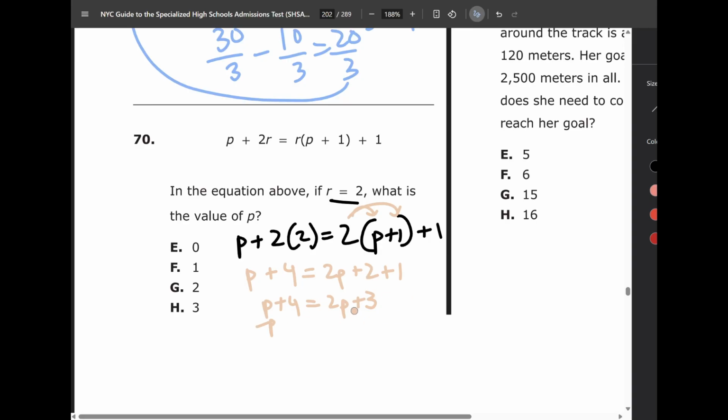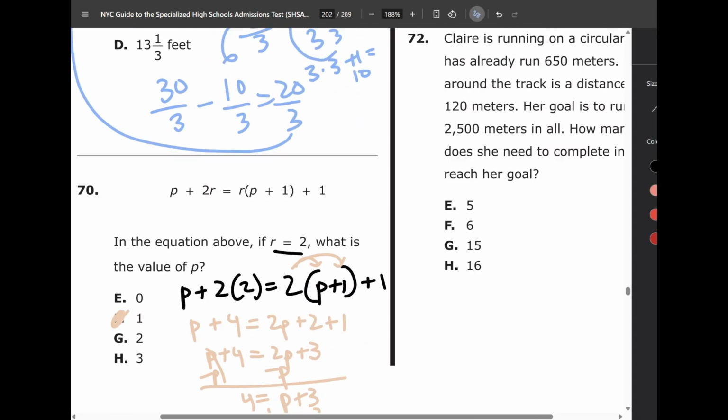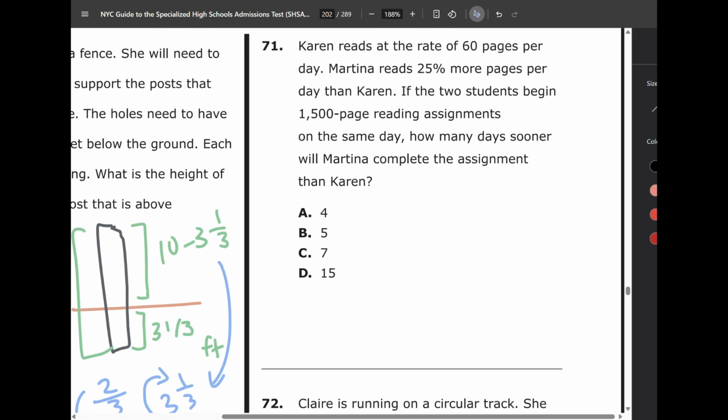So we're going to do minus p and minus p here, and this cancels out. So p plus 3 is equal to 4. Subtract 3 on both sides. P is equal to 1, or 1 is equal to p. And that is the answer. 70 is F. Yes, it is. Okay, let's keep going.